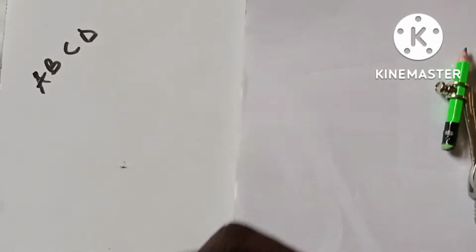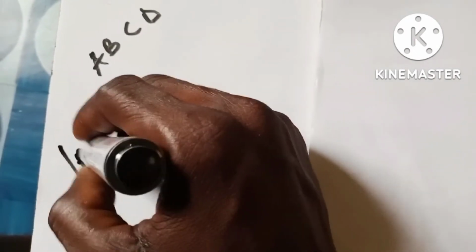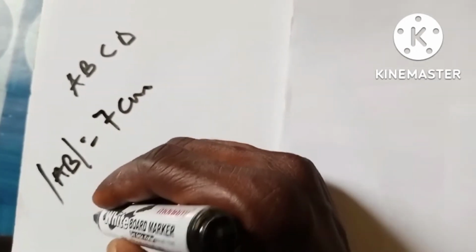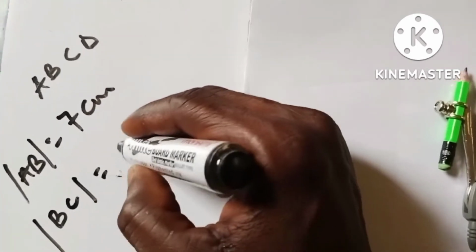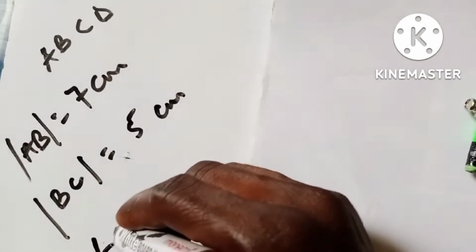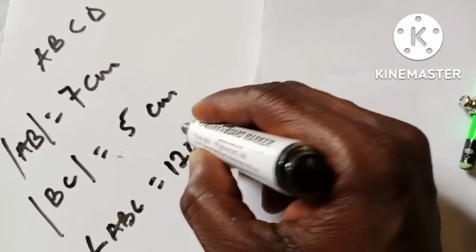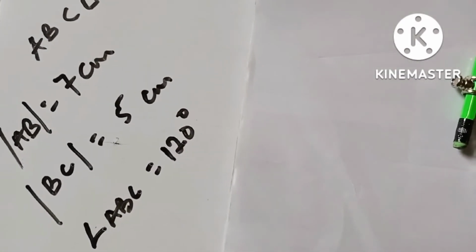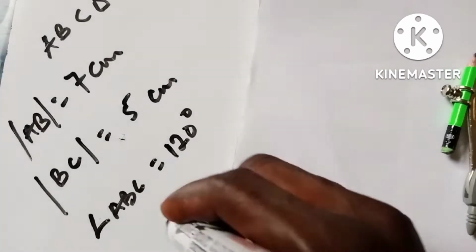This question also requires that we construct a quadrilateral ABCD, with the following information: AB is equal to 7 cm, right? So 7 centimeters, and then we have our BC, so the line BC is equal to 5 centimeters, and then we have angle ABC that is equal to 120 degrees, right? So we have 120 degrees, and then finally you have some conditions attached.